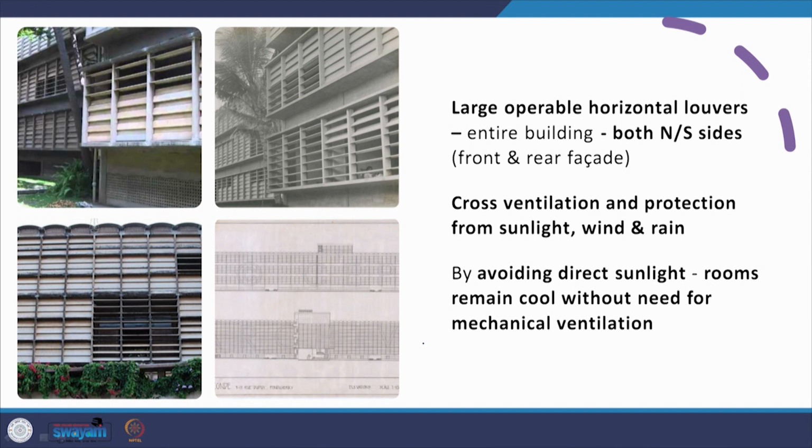So these large operable horizontal louvers have been provided on the entire length of the building, on both the north and the south side of the front and the rear facade, for cross ventilation and protection from sunlight, wind and rain. And by avoiding direct sunlight through the louvers, the rooms remain cool without the need for mechanical ventilation.